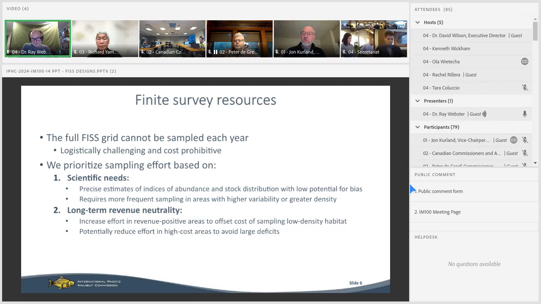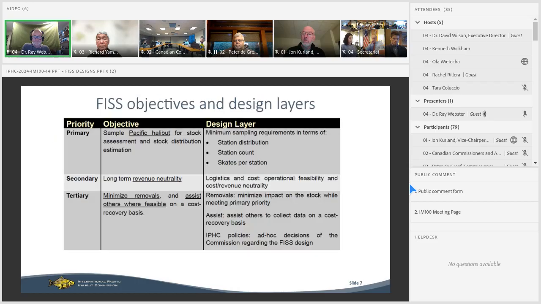And this is the process we've gone through in the last couple of years, which has led to scaled-back FIS designs. Summarizing our objectives in tabular form: the primary objective is scientific, sampling for stock assessment and stock distribution. That presents requirements in terms of station distribution, count, and skates per station. Secondary, long-term revenue neutrality, which I just mentioned. We also have tertiary objectives, including minimizing our impact on the stock, assisting others, for example other agencies, in collecting data, and any ad hoc decisions as a result of IPHC policies.